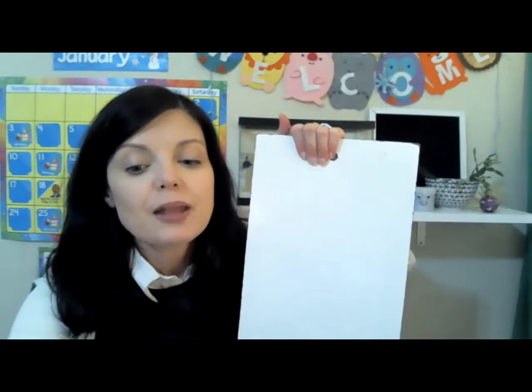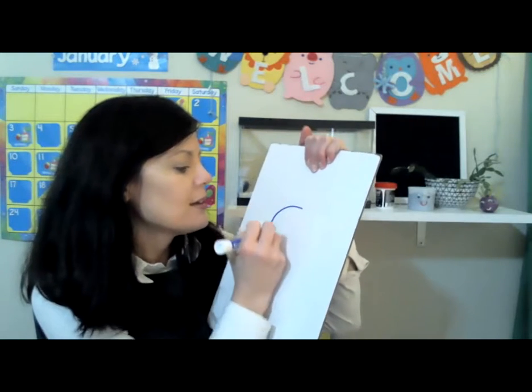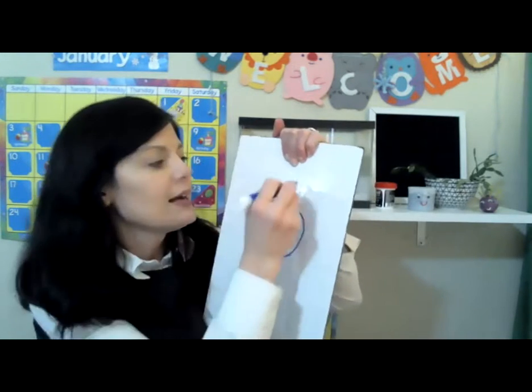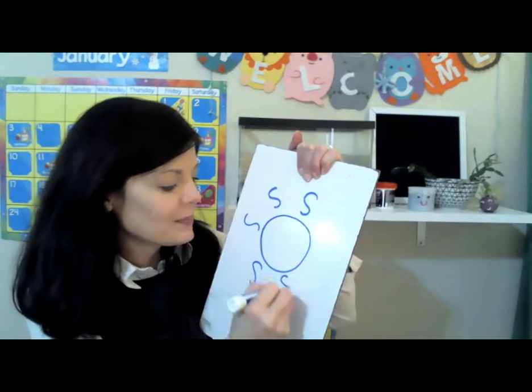S is also for the sun and solar system. That's what we're going to talk about today. Let me draw a picture of the sun for us really quickly. I think it'll help us to remember what letter S looks like. So I'm going to draw a big circle and look around the sun. I'm going to make these squiggly lines.